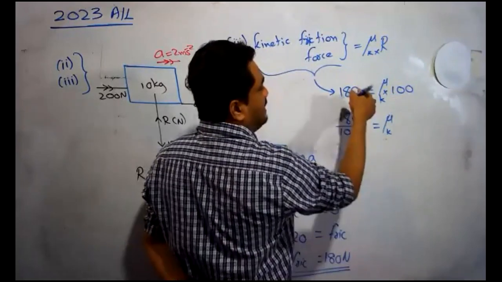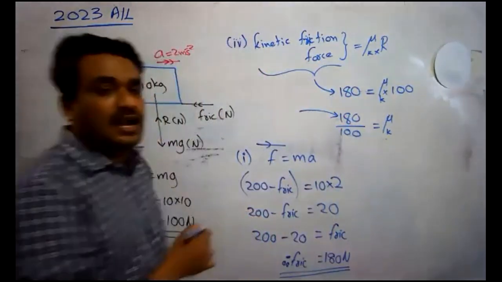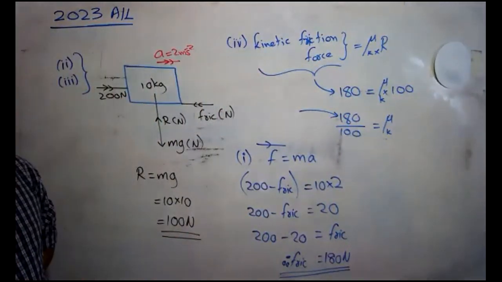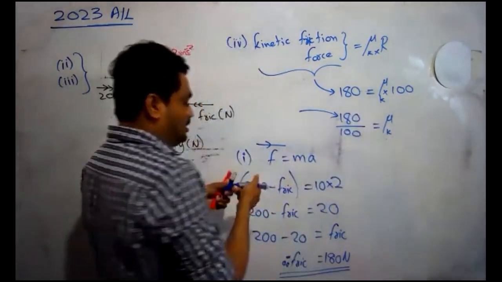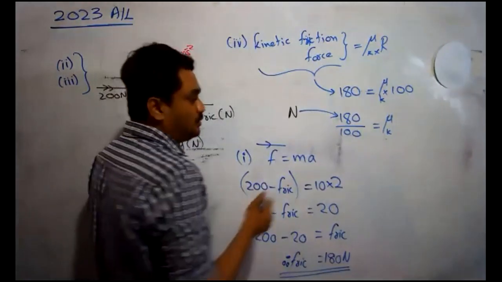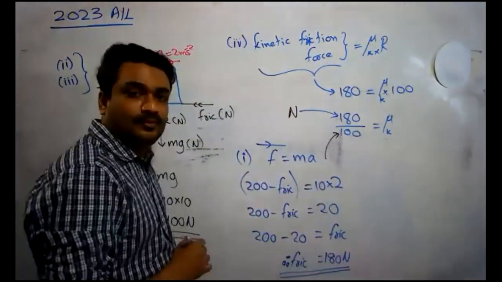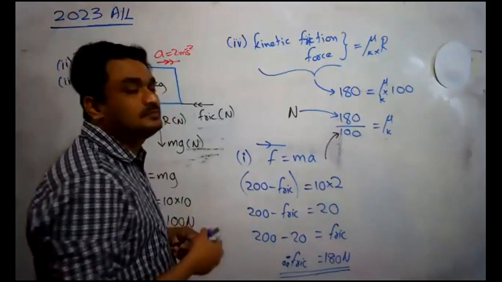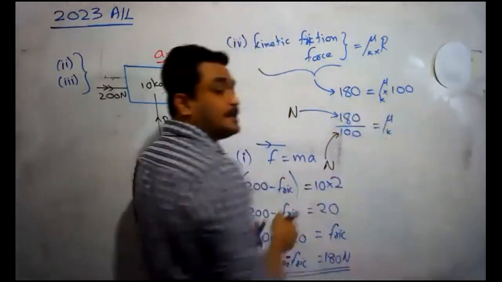So 180. What is the unit of this 180? Somebody please tell me. Newton, sir. Friction force. Therefore, unit is Newton. What is the unit of this 100? Newton, sir. Then what is the unit of mu k?